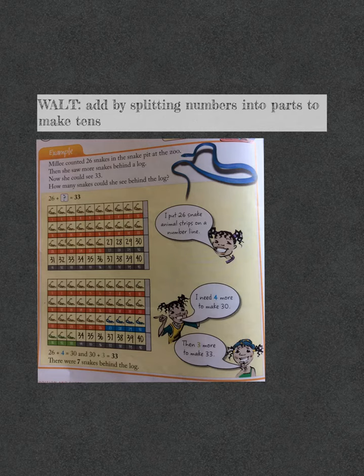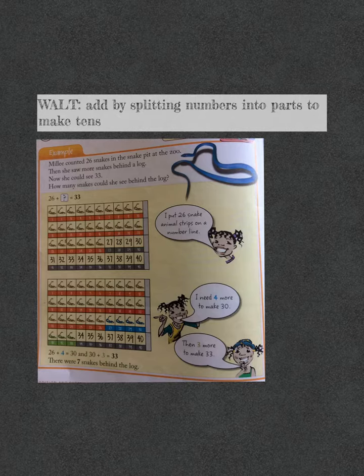We're learning to add by splitting numbers into parts to make tens. So our example today is that Millie counted 26 snakes in the snake pit at the zoo. Then she saw more snakes behind a log. Now she could see 33. How many snakes could she see behind the log? So that's what we need to work out.